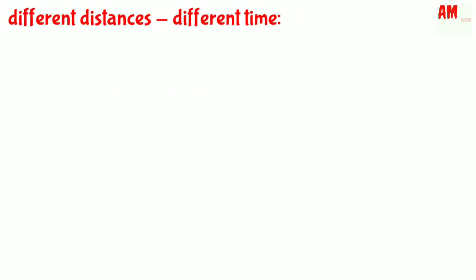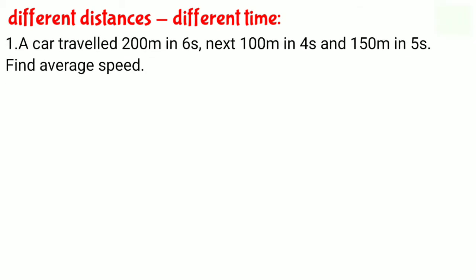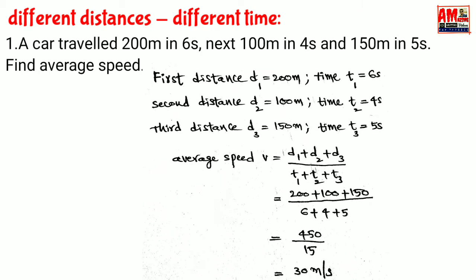Case 1. When different distances and different times are given. Problem 1. A car traveled 200 meters in 6 seconds, next 100 meters in 4 seconds, and next 150 meters in 5 seconds. Find average speed. Here, different distances and different times are given. Note down the values. First distance d1 is equal to 200 meters, time t1 is equal to 6 seconds. Second distance d2 is equal to 100 meters, time t2 is equal to 4 seconds. Third distance d3 is equal to 150 meters, time t3 is equal to 5 seconds.